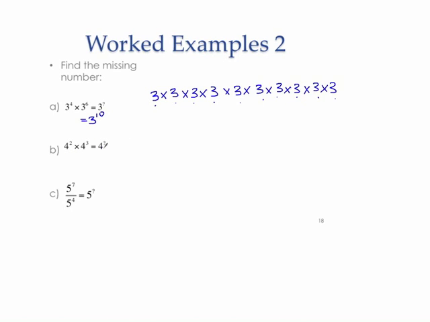Okay, for the next example, we've got 4 squared times 4 cubed, so that's 4 times 4, and then I times that by 4 3 times. So in total, I have got 4 to the power of 5. Okay, just have a look at questions A and B and see if you can see any patterns that are happening so that we don't have to write this out every time.